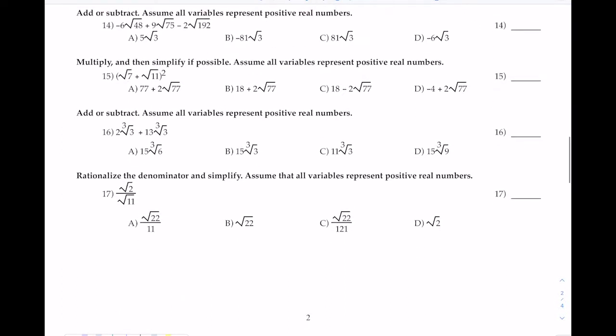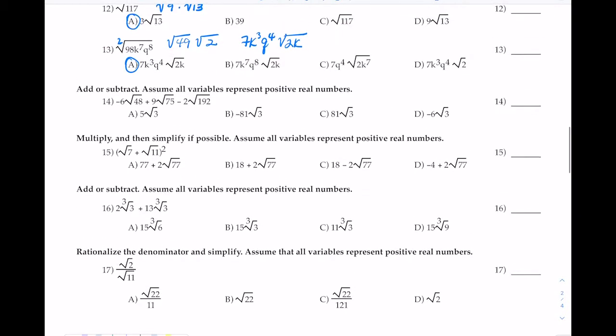Now we're looking at subtracting and adding. So we can add and subtract radicals as long as they have the same radicand or like radicals, which they don't. So we have to try to make them the same if we can. So we're going to break these down. So I know that for 48, I can break the square root of 48 down into the square root of 16 times the square root of 3. And I know that I can break down 75 into the square root of 25 times the square root of 3. And I can break down the square root of 192.